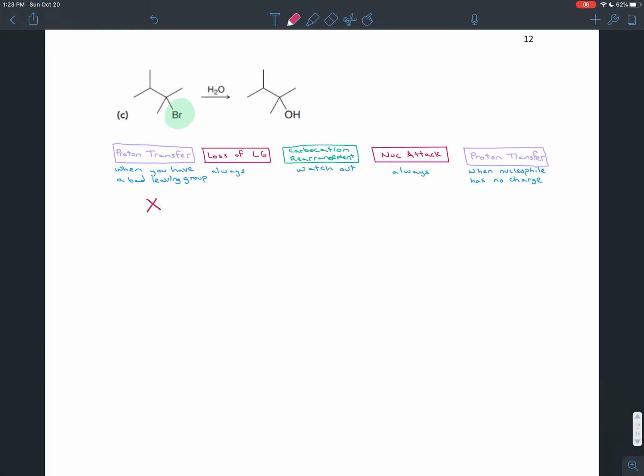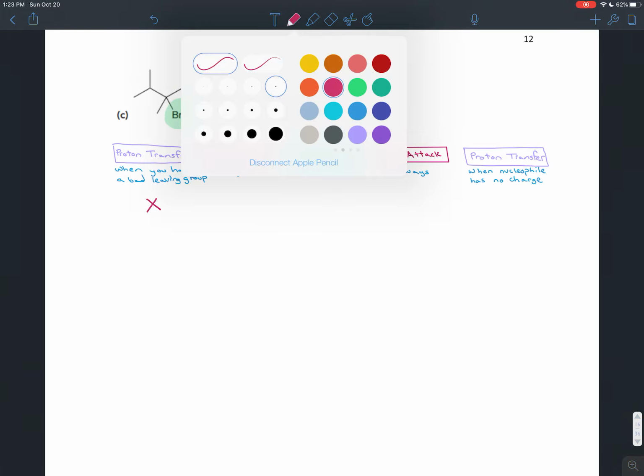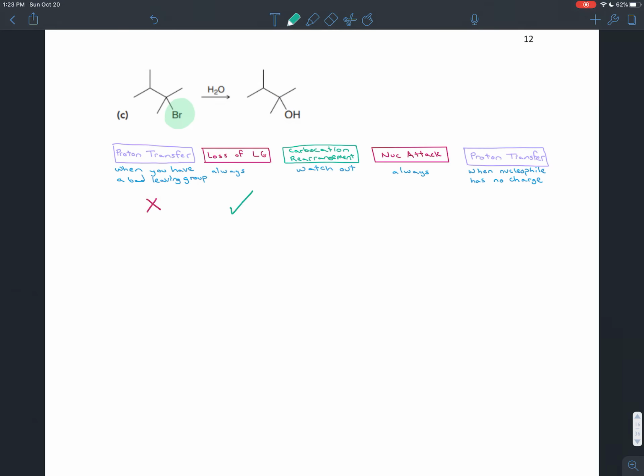So we have a good leaving group, and so we don't have to worry about doing this proton transfer in the beginning. You always will do a loss of a leaving group. That's just part of a substitution reaction.